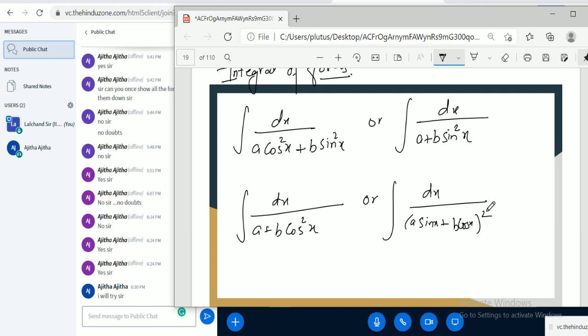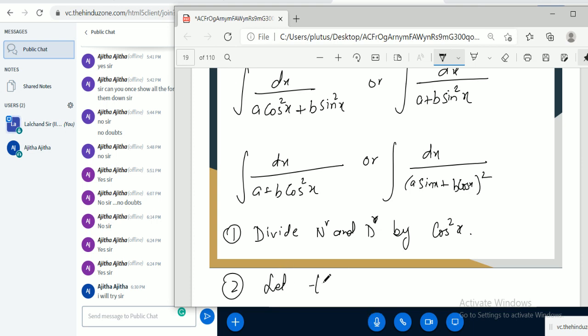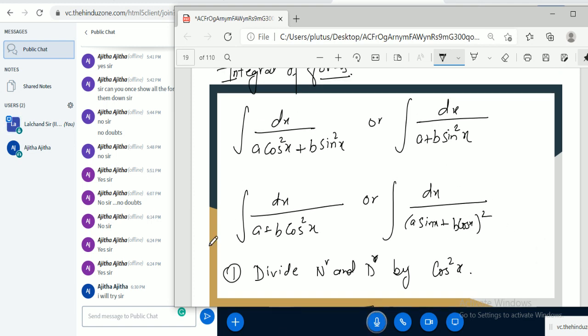Divide numerator and denominator by cos square x and let tan x equal to t. So the first step to solve this kind of equation is divide numerator and denominator by cos square x. Second, let tan x equal to t, substitution. Okay, if we have integral of this form, this form.